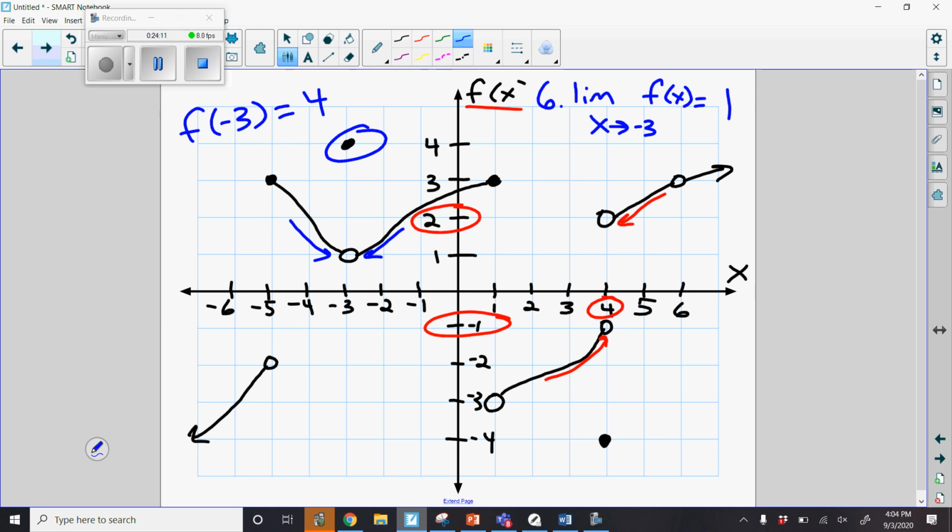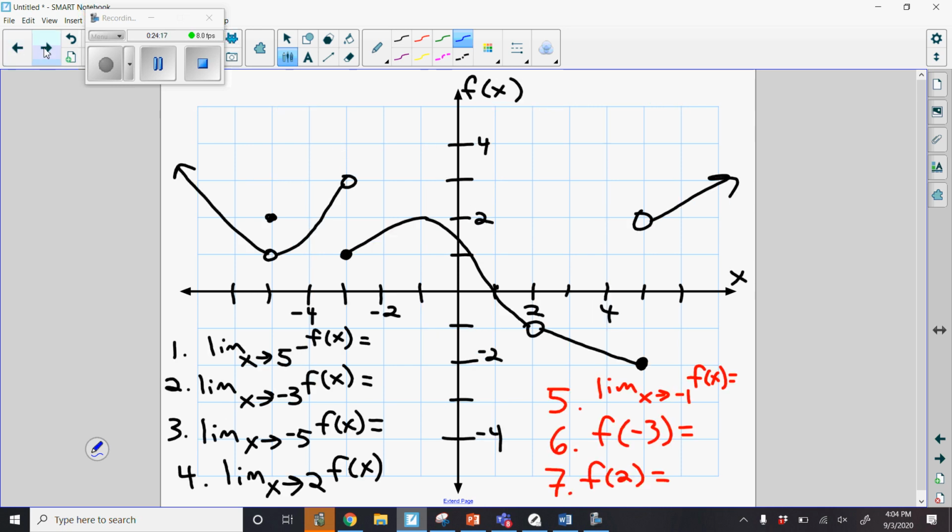Okay, what I want you to do now, I'm going to move to one more graph. I just want you to pause the video quick, and I want you to answer those 7 questions. Then I'm going to go through and answer them after. But see if you can get those 7, go 7 for 7, get them all right. So pause the video there.